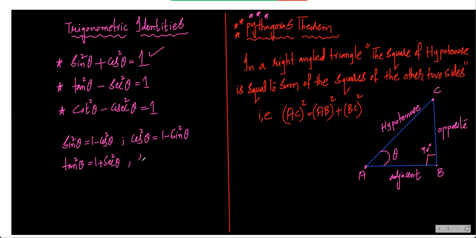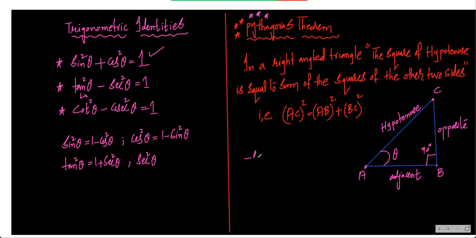Similarly, if you want to find out secant square theta value, this minus secant square theta, so tan will go that side, becomes minus. It will be going that side, becomes minus, and here we have a minus sign. 1 minus tan square theta. यहाँ पे एक काम करेंगे, करके बता देंगे आपको.